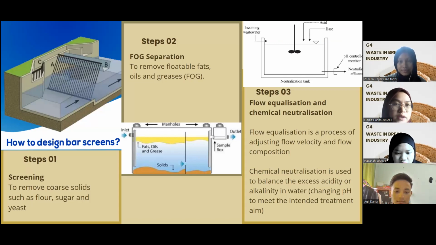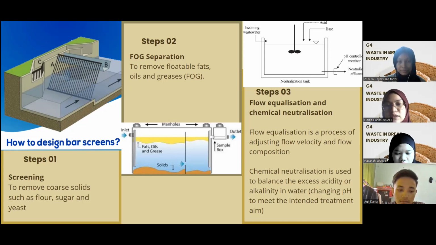So for the wastewater treatment, step one is screening to remove coarse solids such as flour, sugar, and yeast. Step two, FOG separation to remove floatable fats, oil, and grease. Step three, flow equalization and chemical neutralization.